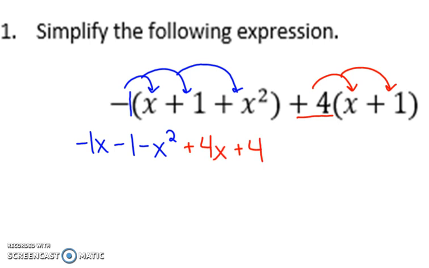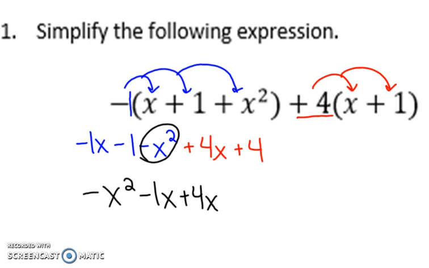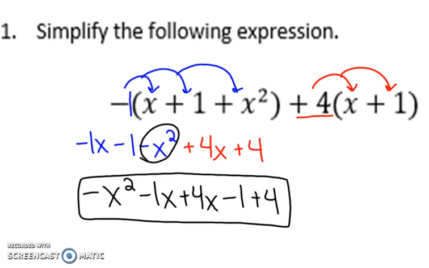Now, for our final answer, we just need to make sure it's alphabetical and decreasing order. Well, decreasing tells me x squared has to come first, so it's going to become -x squared because that's all grouped together. Just like in combining like terms, you take the sign in front of it. I have -1x plus 4x. Doesn't matter which way you put those terms for right now. And I have a -1 plus 4. Now, later on, we'll talk about simplifying that even farther. But for right now, just using the distributive property, that is your final answer.